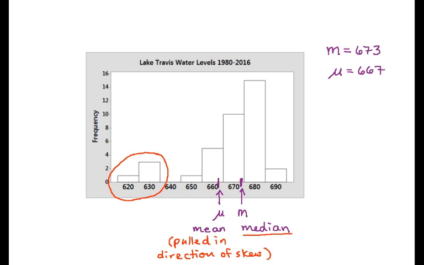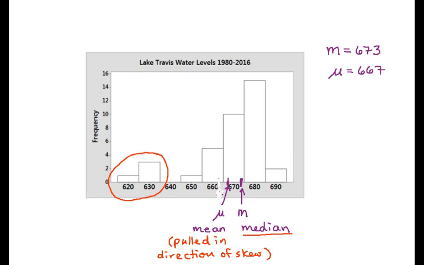I drew this at 663, and in fact, let me take care of that. This mean is really over here. So I'll erase this previous mark, even though it's also going to erase some of the graph. So they're actually a little bit closer together than I made them look in my first drawing.